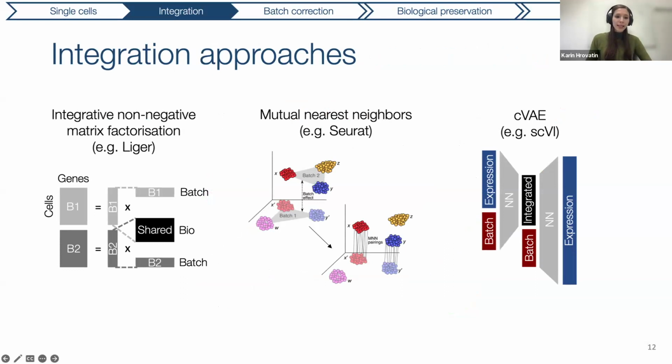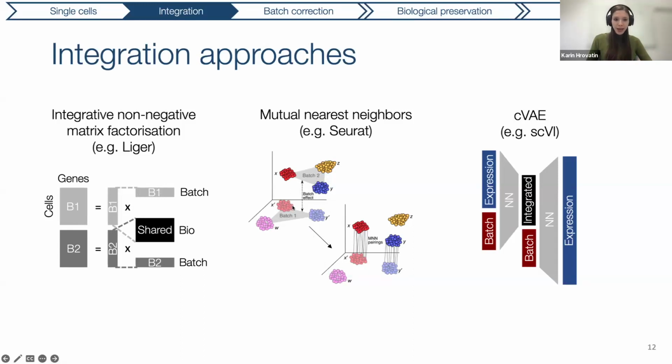So one approach is integrative non-negative matrix factorization. What we have here is we have two batches, which are two matrices, each of them being composed of cells that express genes as the features. And then we want to decompose each of those matrices so that part of the composition is specific to that matrix or to the batch, so it represents batch effects, and part of the composition is actually shared across both of the batches. Therefore, we assume that it represents biological effects, and we use this shared representation as our integrated embedding.